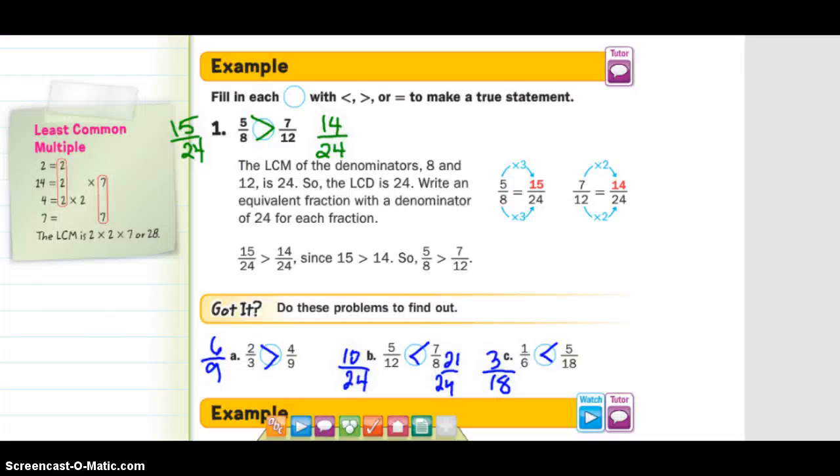Did you get what I got? In problem number A, the common denominator is 9, and it's greater than. In number B, the common denominator is 24. You're comparing 10 to 21. It's less than. In number C, the common denominator is 18. You could have gotten 36, but the common denominator is 18, so that's 3/18 compared to 5/18. 3/18 is less than 5/18.